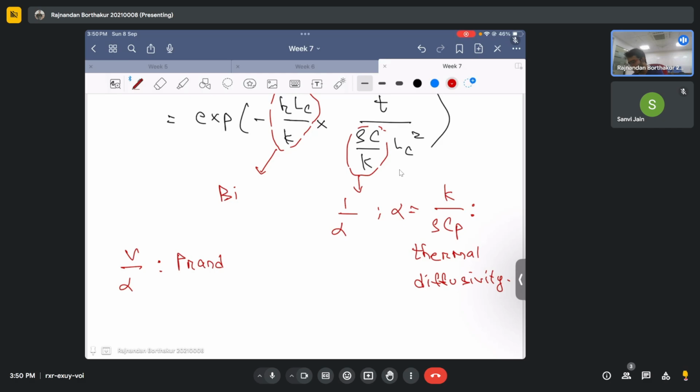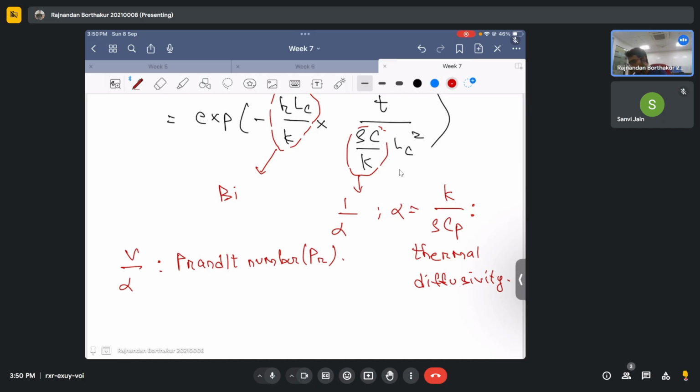So this ratio, as I was saying, is known as the Prandtl number, and we denote it as Pr. We'll not study much on the Prandtl number in this course because we don't have convection in this course. But the ratio of the momentum diffusivity to the thermal diffusivity is known as the Prandtl number.